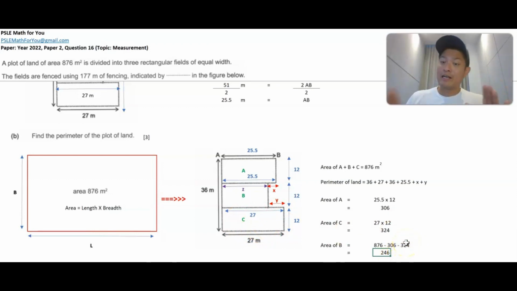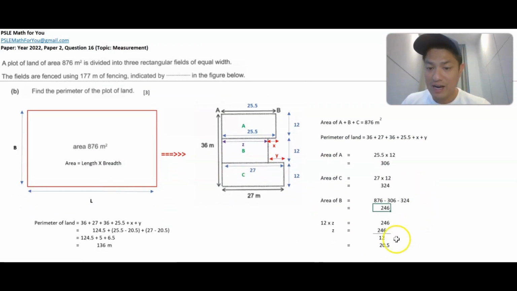Now, if the area of rectangle B is 246, then the formula for area is length times breadth. And we know the breadth is 12. How do we know 12? Just a recap: it says here that the three rectangles have equal breadth, and all three add up to 36 meters. So 36 divided by 3 is 12 each. So we take 246 divided by 12, which gives you the length of rectangle B, 20.5. I call this Z.